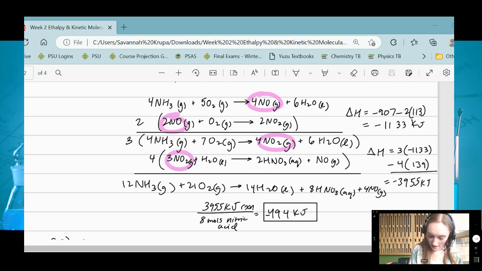And so when we divide it by 8, so let's just scoot this down just a wee bit. So when we have negative 3,955 kilojoules divided by 8 moles, that will give us a total amount of negative 494 kilojoules per 1 mole of nitric acid produced, but that is implied here. So that is our final answer.